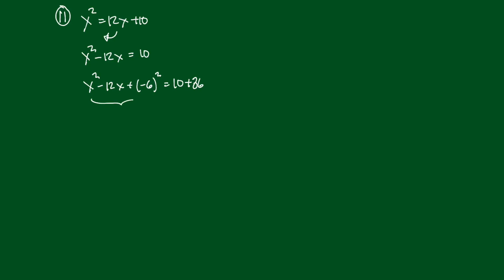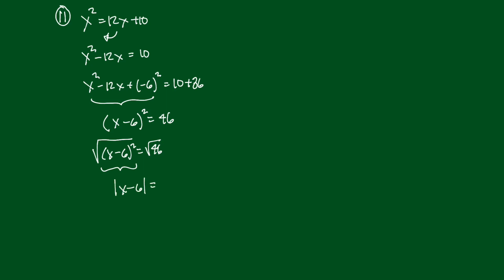Now the left side factors like this: x and then half of this. That's why we did that, so that it works like this. x minus 6 squared is equal to, all right, 46. Now I've got something squared equaling a number. Let's square root each side. So I'll get the square root of x minus 6 squared equals the square root of 46. The square root of the square on the left side is the absolute value of x minus 6.